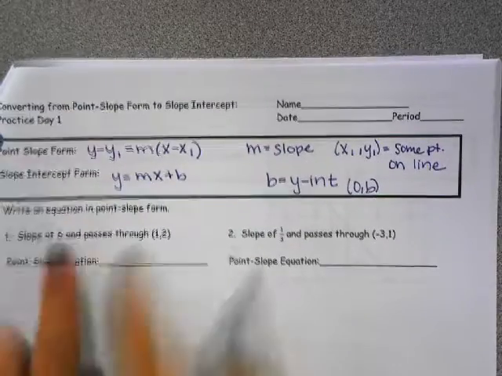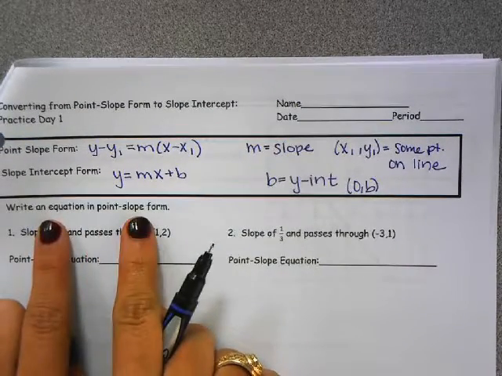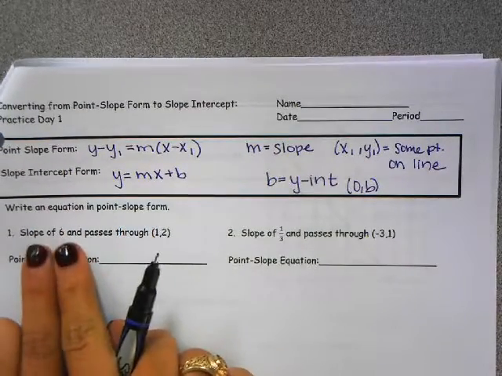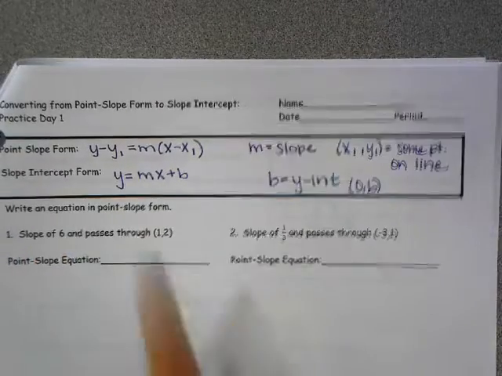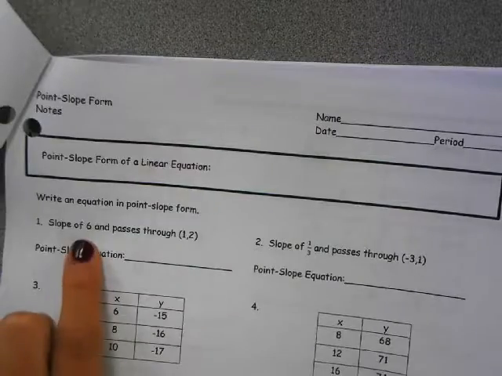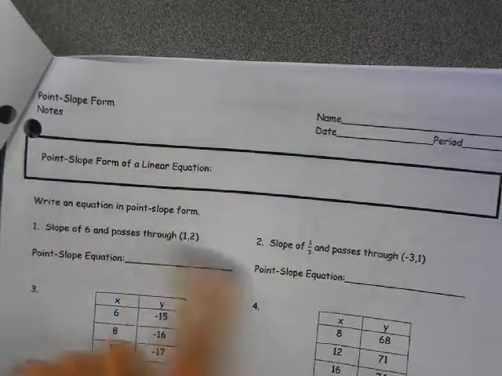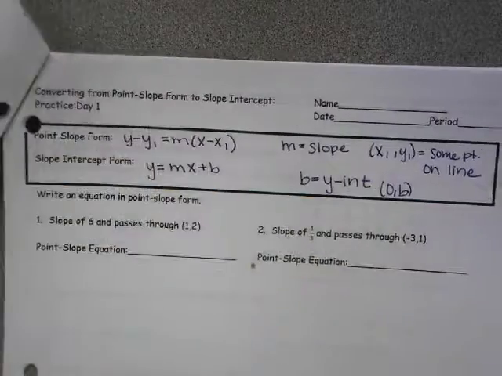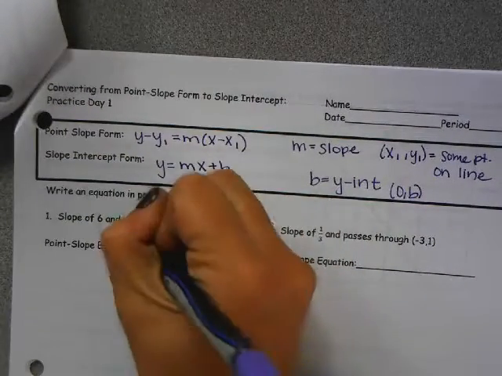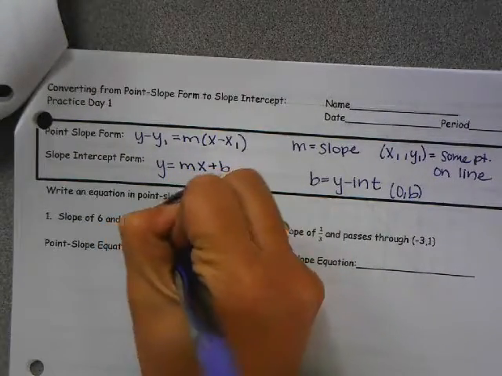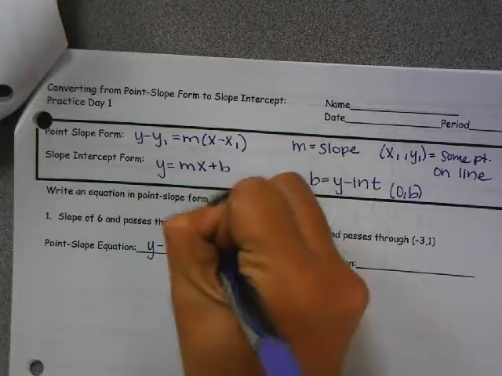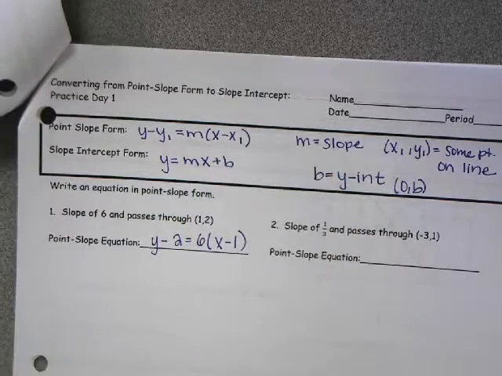All right, so we're going to write an equation in point-slope form, and we have a slope of 6 and passes through (1, 2). Well, if you remember from your notes, we already have the point-slope equation, so you're just going to copy that down. So we have y minus 2 equals 6(x minus 1). We're copying that straight from our notes from the day before.